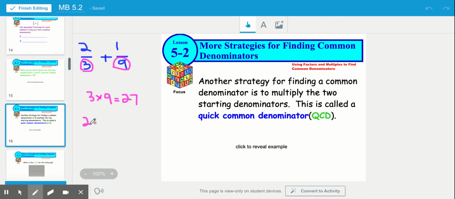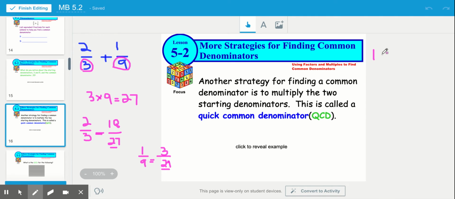So now you're going to take 2/3 equals something over 27. And we know that we took 3 times 9, and so we're going to take 2 times 9. And that gives us an equivalent fraction of 18/27. And then the same thing for 1/9. I'm going to make 1/9 equal to something over 27. Well, we know that we took 9 times 3, so 1 times 3, that should be a 3. Now I've created two equivalent fractions that have common denominators.